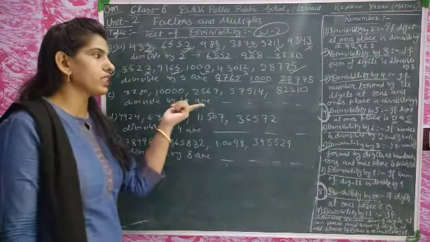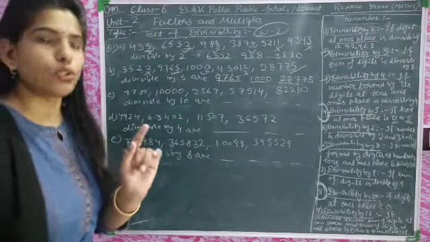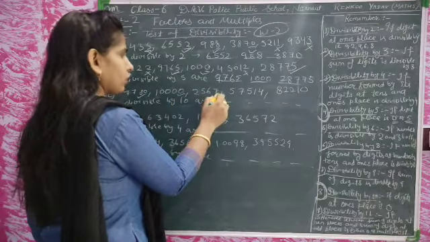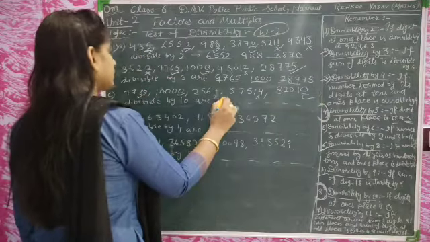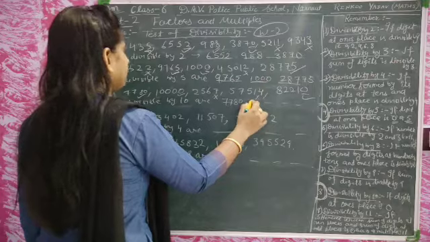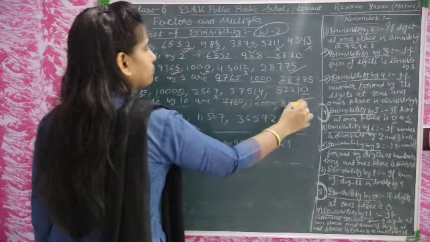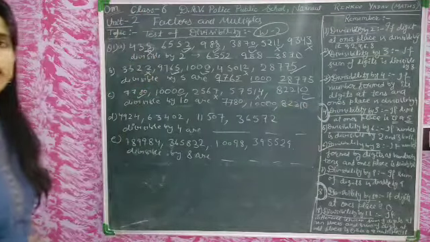Now the numbers which are divisible by 10. Its last ones place digit is 0 only. 0, yes. 0, yes. 7, no. 4, no. 0, yes. So the numbers are 7780, 10,000, and 82210. These numbers are divisible by 10.